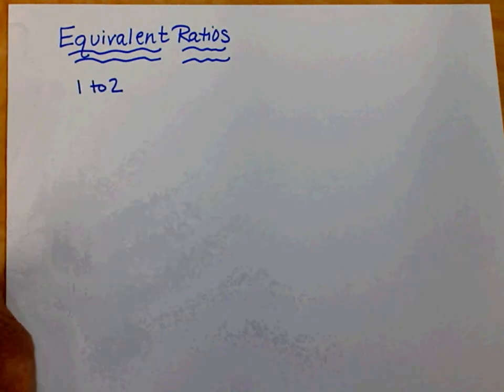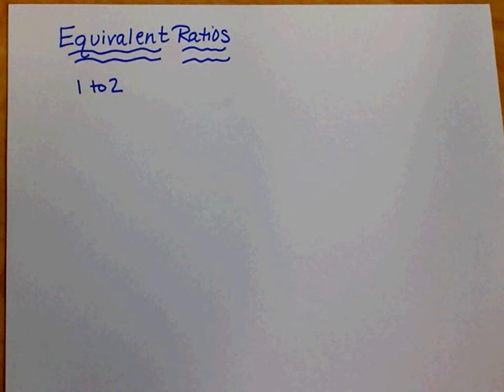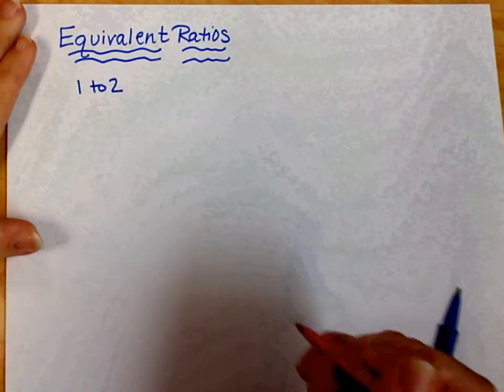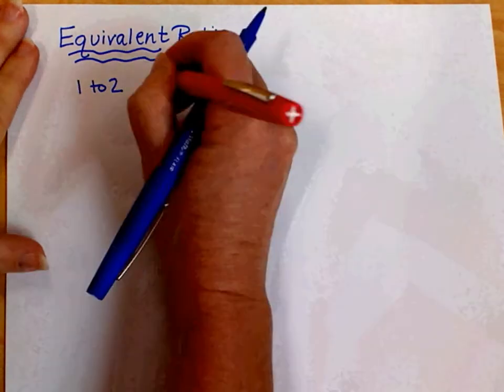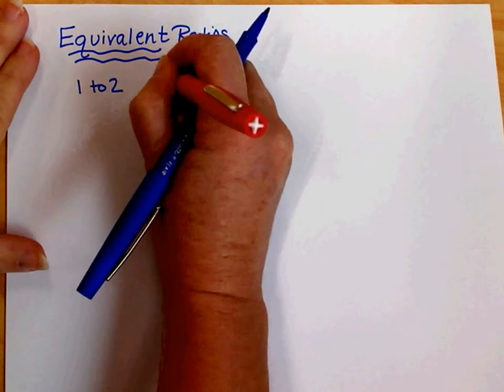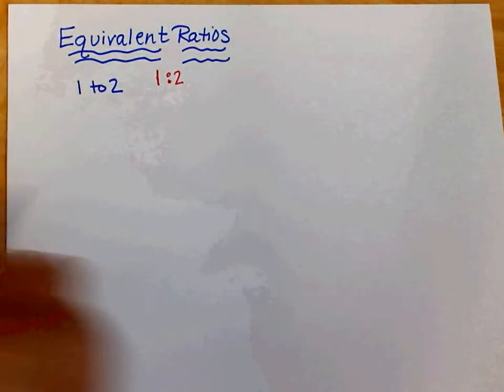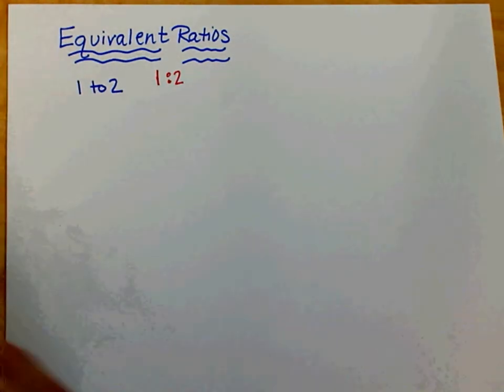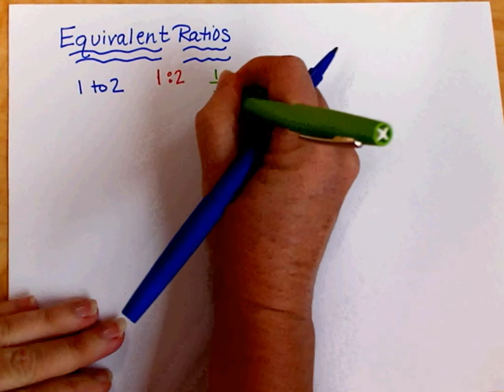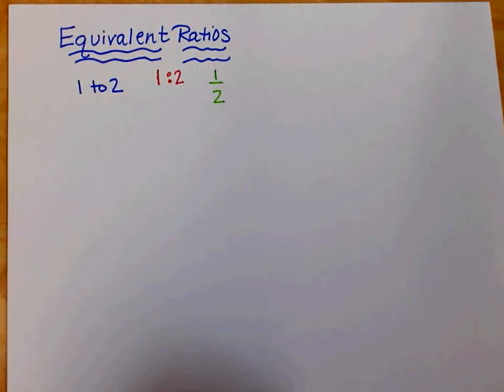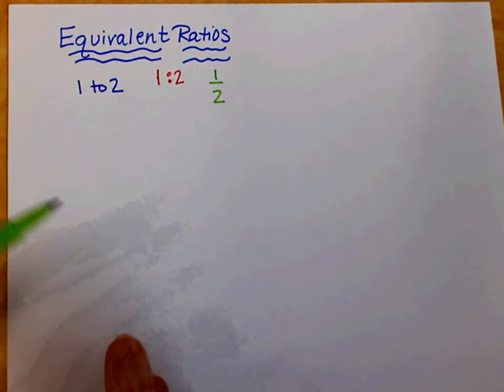Don't forget that we can write our ratio more than one way. We can write it as a 1:2 ratio using a colon, or we can write it as a fraction of 1 over 2. So we have three ways.